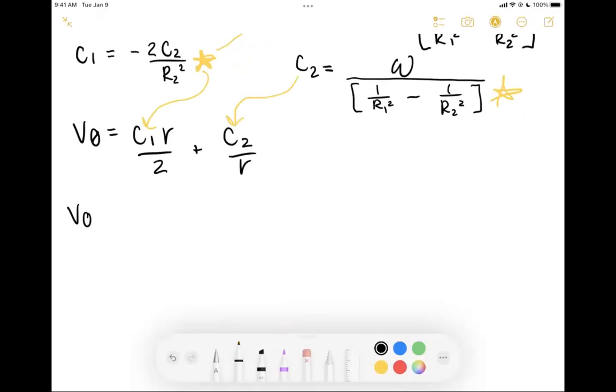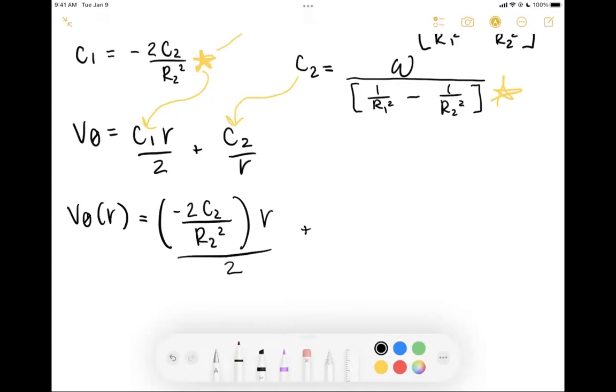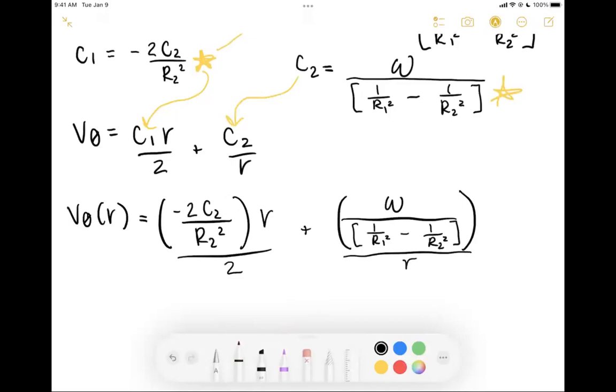So now we have V theta of R equal to negative 2 C2 over R2 squared multiplied by R over 2, plus C2, which is R1 over 1 over R1 squared minus 1 over R2 squared, all over R. Notice how we still have a C2 here, so again, we've got to plug that in here.